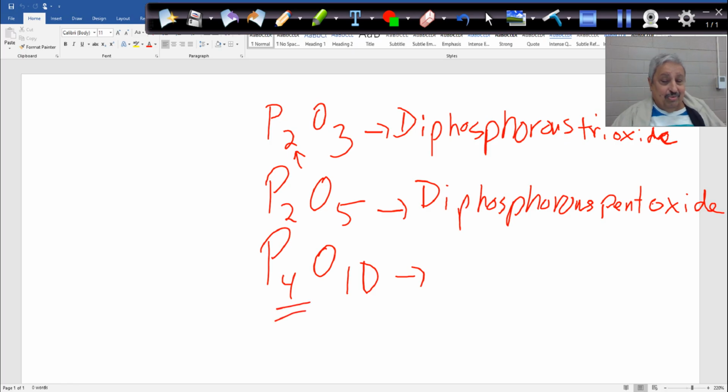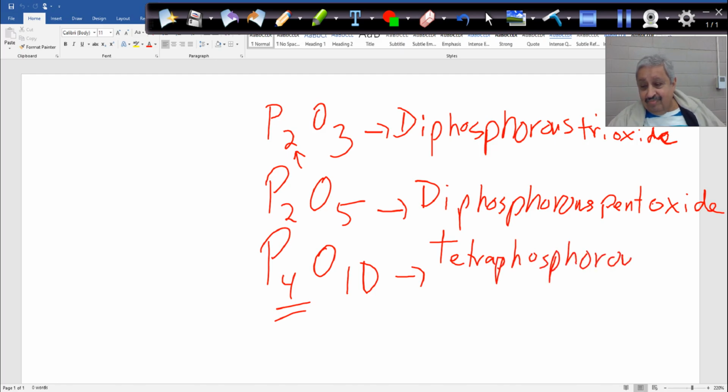4. Remember what that will be? Tetraphosphorus. Decaoxide? No, that sounds very funny too. So it will be what? Decoxide. One word. No A. Okay, guys. That's all. The covalent bonding or compound naming is the easiest one.